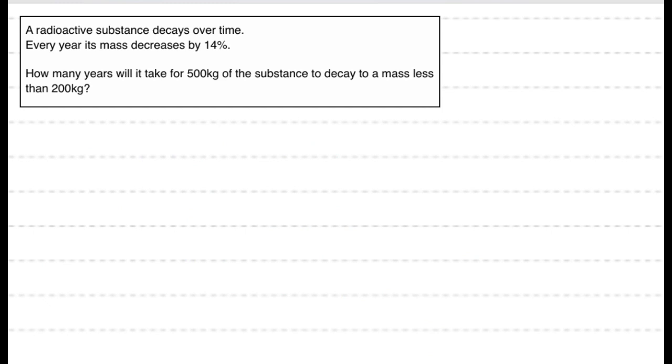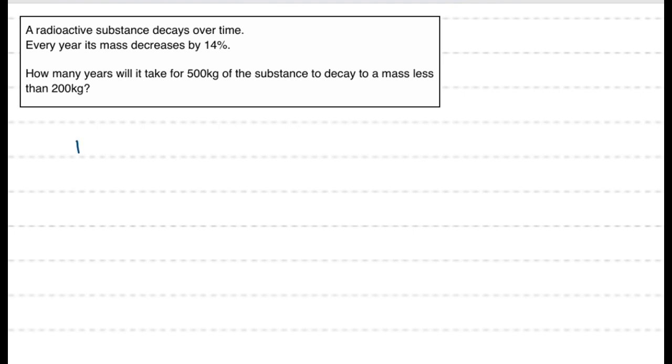A radioactive substance decays over time. Every year its mass decreases by 14%. How many years will it take for 500 kilograms of the substance to decay to a mass less than 200 kilograms?